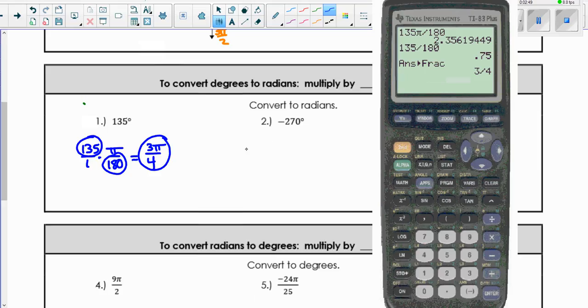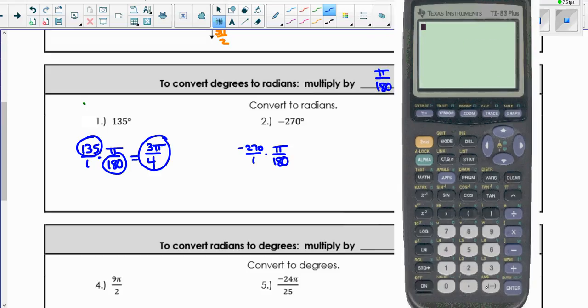Alright, so if I have negative 270 degrees, I'm going to say negative 270 over 1 times pi over 180. And anytime that we change into radians, we should always be noticing that we have a pi in our answer. That almost always happens. It's very rare that it doesn't happen that way. So I'm going to say negative 270 divided by 180. Okay, and I'm going to change that into a fraction. And that means that I have negative 3 pi over 2. You could write it as negative 1.5 pi, but we typically write it as fractions when we talk about radians.